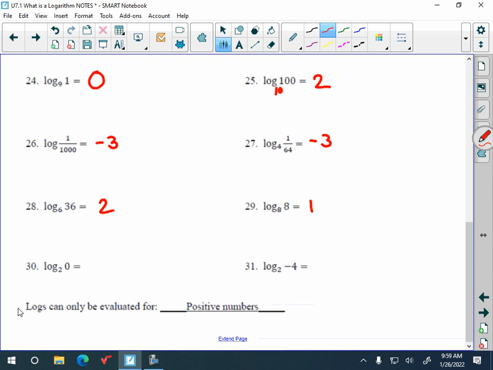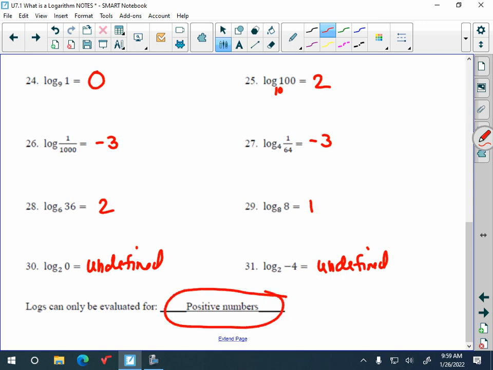All right, 30, log base 2 of 0. So this actually doesn't exist. It's undefined. There isn't a 2 to a power that'll ever equal 0. There isn't an exponent. And same with 31. It's undefined also, because there isn't an exponent, a 2 to a power, that will ever equal negative 4. All right, so this is really important right here. Logs can only be evaluated for positive numbers. You can't take the log of 0 and you can't take the log of a negative number. It has to be positive.